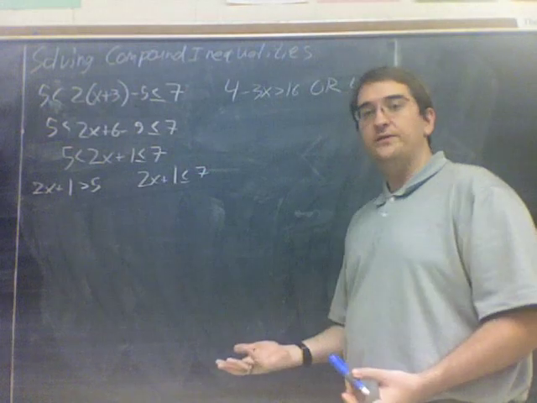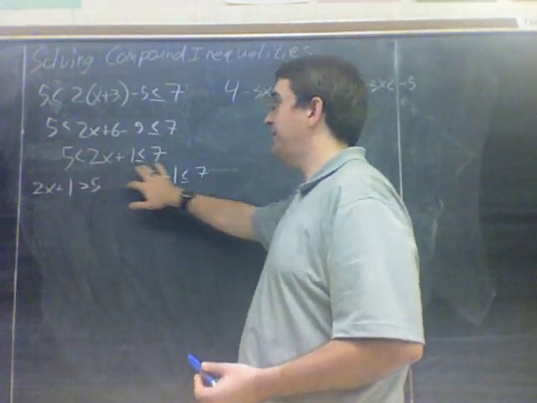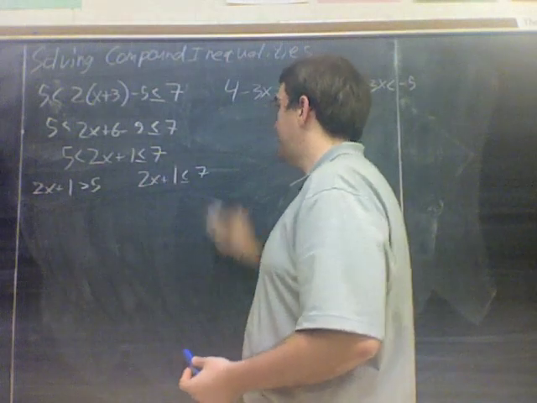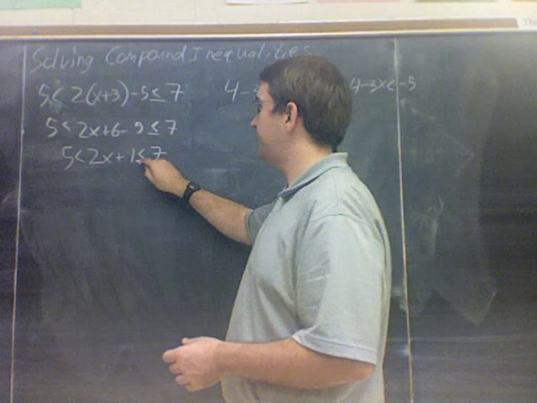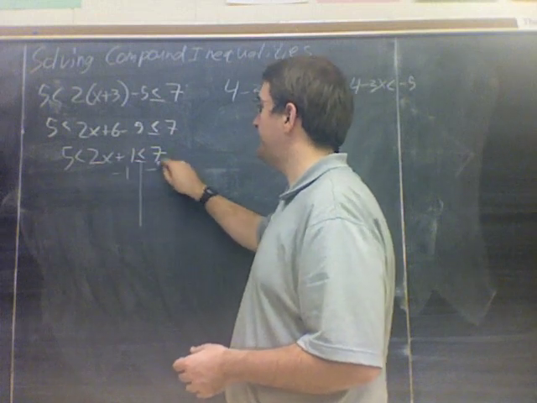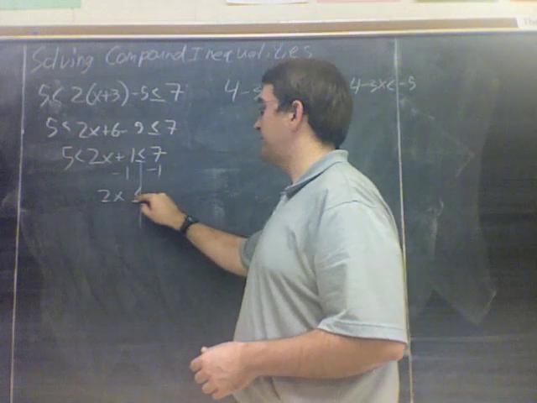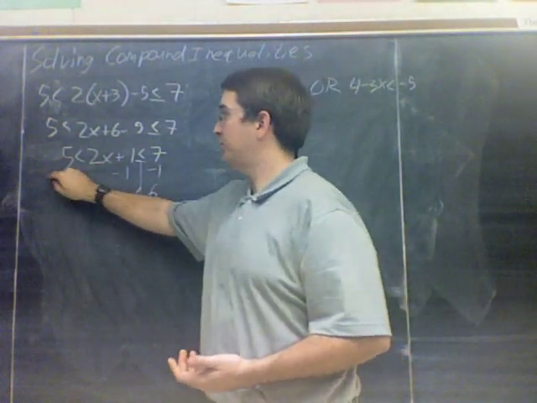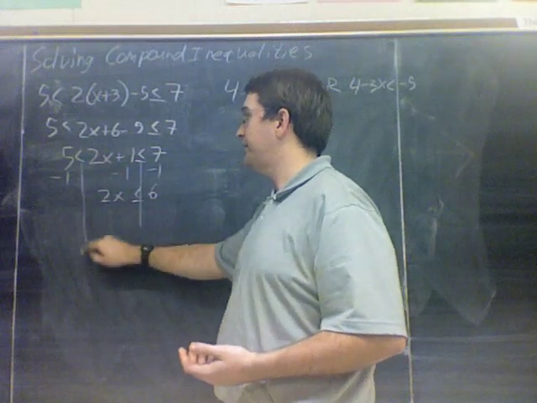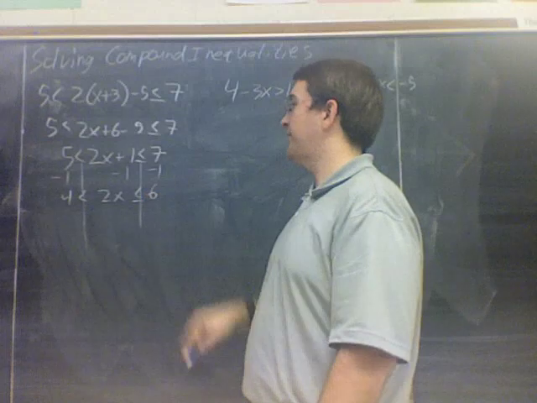We can solve these two inequalities separately, or we could combine them and solve in the combined version. After all, if we have 2x plus 1 is less than or equal to 7, the first step is to subtract 1 from both sides to get 2x is less than or equal to 6. I can subtract 1 from the other inequality as well. And so I get 4 is less than 2x, which is less than or equal to 6.